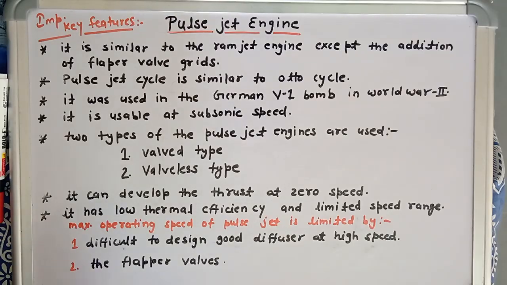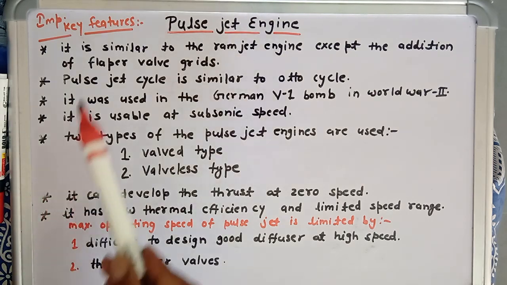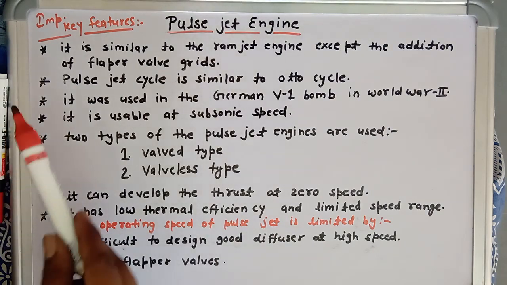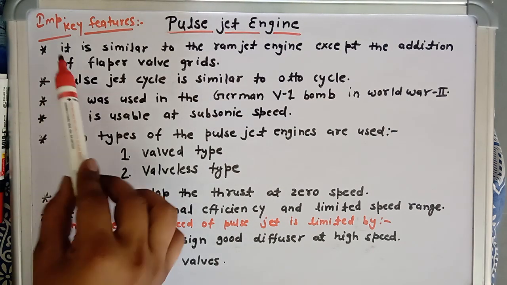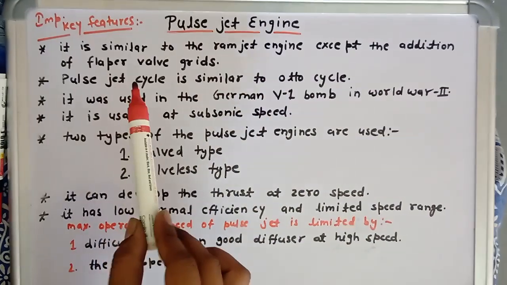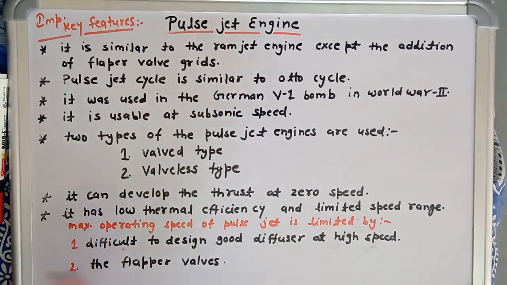Now we are going to discuss some important key features of the Pulsejet engine. The first one is, it is similar to the ramjet engine except for the addition of flapper valve grids. As we discussed in the construction of the Pulsejet engine, here we use flapper valve grids, which can allow or stop airflow in the combustion chamber.